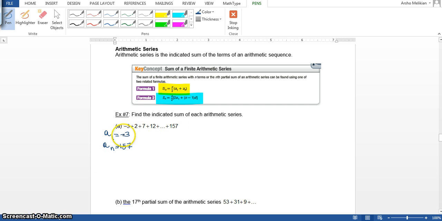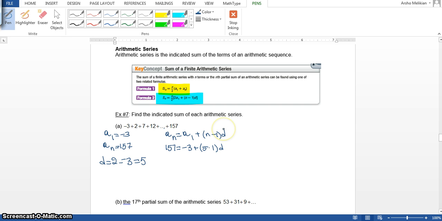In this case, I can't tell just by looking because I don't know how many numbers have been skipped over here. However, I have A1, I have AN. I can easily find what D is by subtracting two consecutive terms. So in this case, D is equal to 5. Now I can use my initial formula from the beginning of this lesson to figure out what N is. So AN is A1 plus N minus 1 times D. 157 is equal to -3 plus N minus 1 times D.